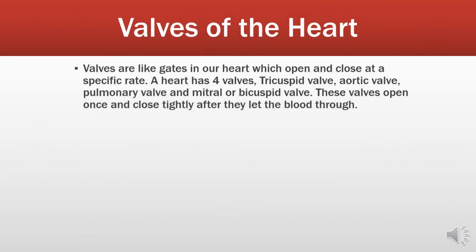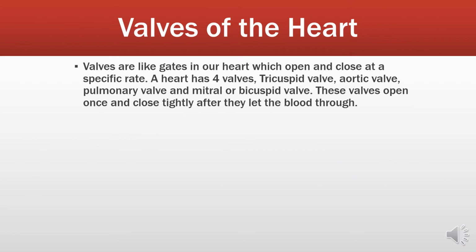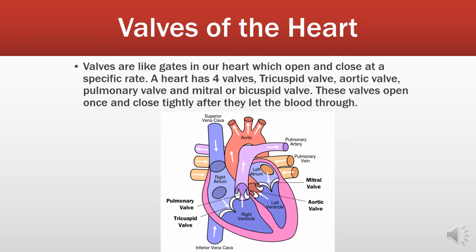Let's get into the valves of the heart. What are valves? Valves are like gates in our heart, which open and close at a specific rate. A heart has four valves: tricuspid valve, aortic valve, pulmonary valve, and mitral or bicuspid valve. These valves open once and close tightly after they let the blood through. You can see the detailed labeled diagram at the bottom.